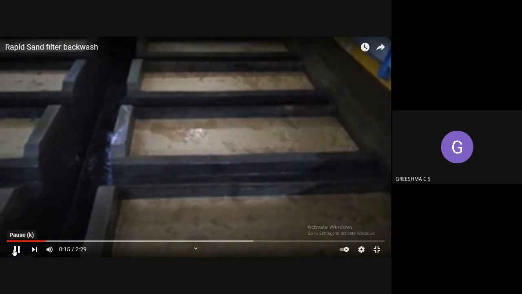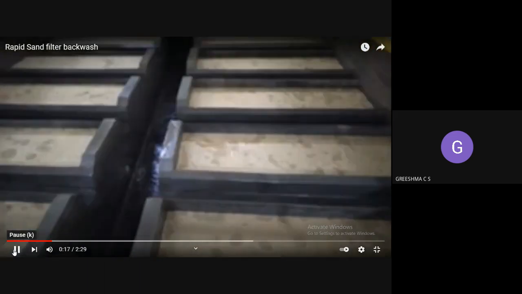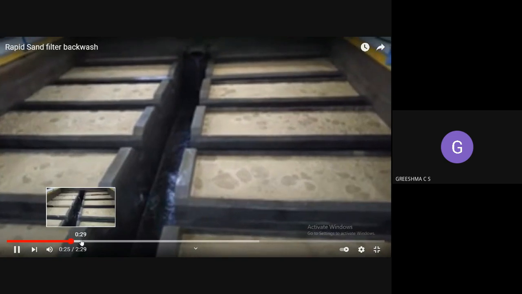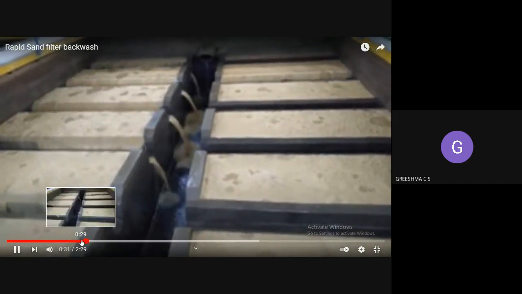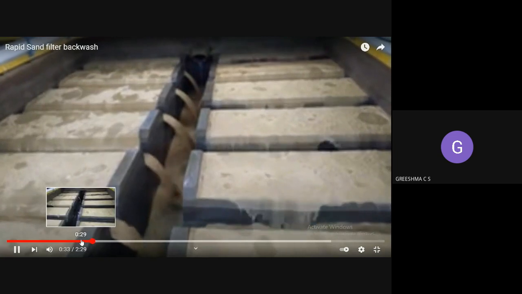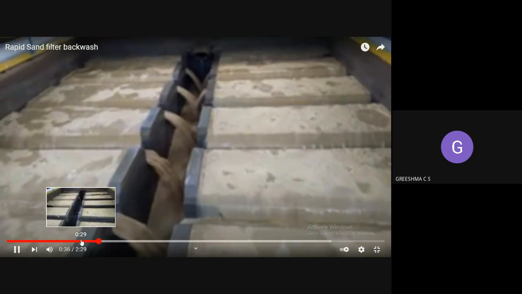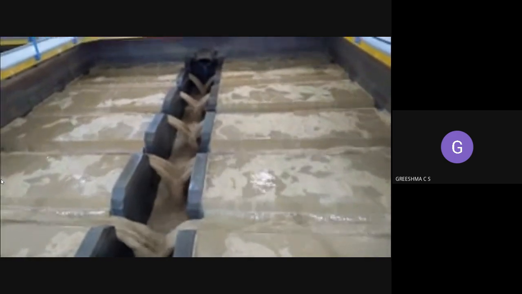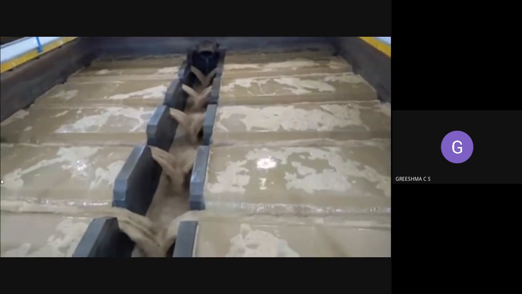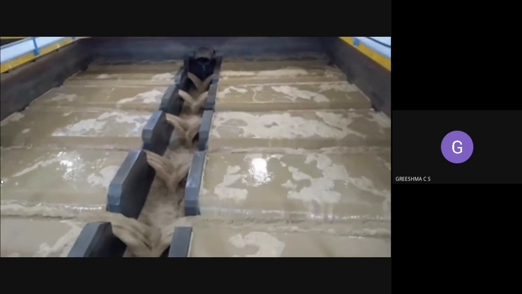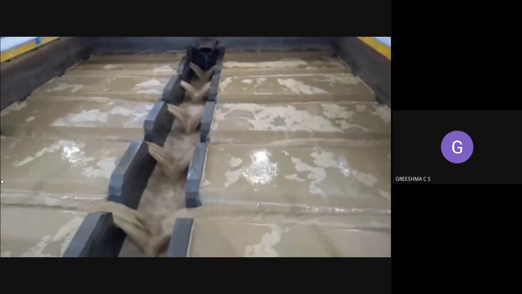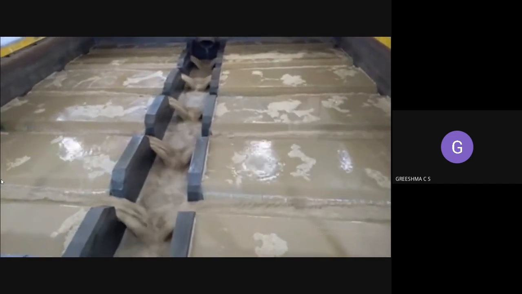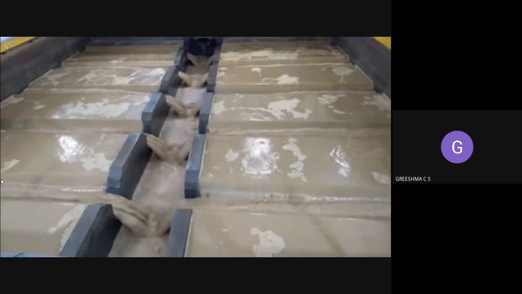See, you can see. That muddy water is what is going out. When I send water up from the bottom, it will take all the impurities that are trapped in the filter bed. Okay, we will drain that out through the top. So that is backwashing.